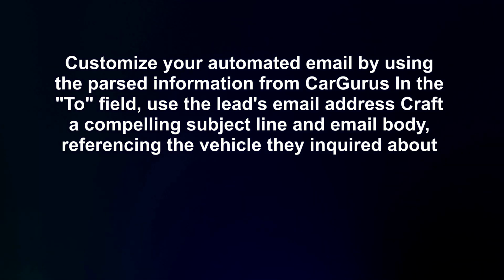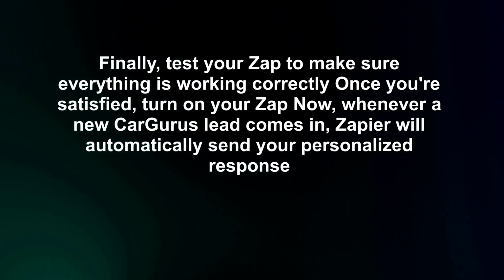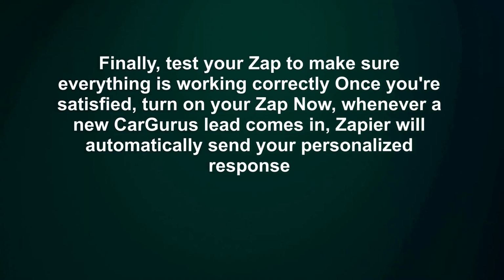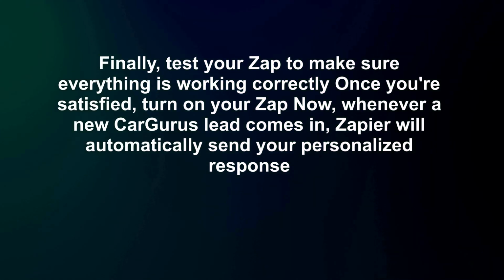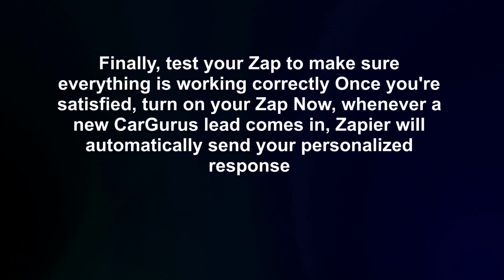Craft a compelling subject line and email body referencing the vehicle they inquired about. Finally, test your Zap to make sure everything is working correctly. Once you're satisfied, turn on your Zap. Now, whenever a new Cargurus lead comes in, Zapier will automatically send your personalized response.